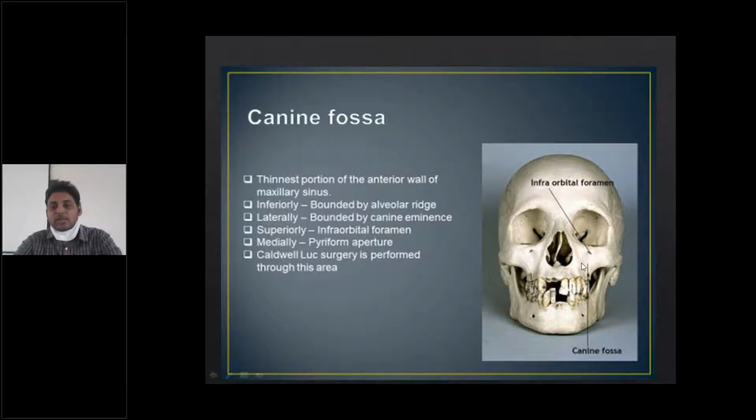And through this thinnest portion, Caldwell-Luc surgery is performed. Before the era of FESS, functional endoscopic sinus surgery, diseases of the maxillary sinus were usually approached through this canine fossa, because the skull is otherwise heavier and thicker. But in the canine fossa region the anterior wall is very thin, so by drilling, or in the olden days by gouge and hammer, there was an approach to the maxillary sinus through this region. This surgery is known as Caldwell-Luc surgery.